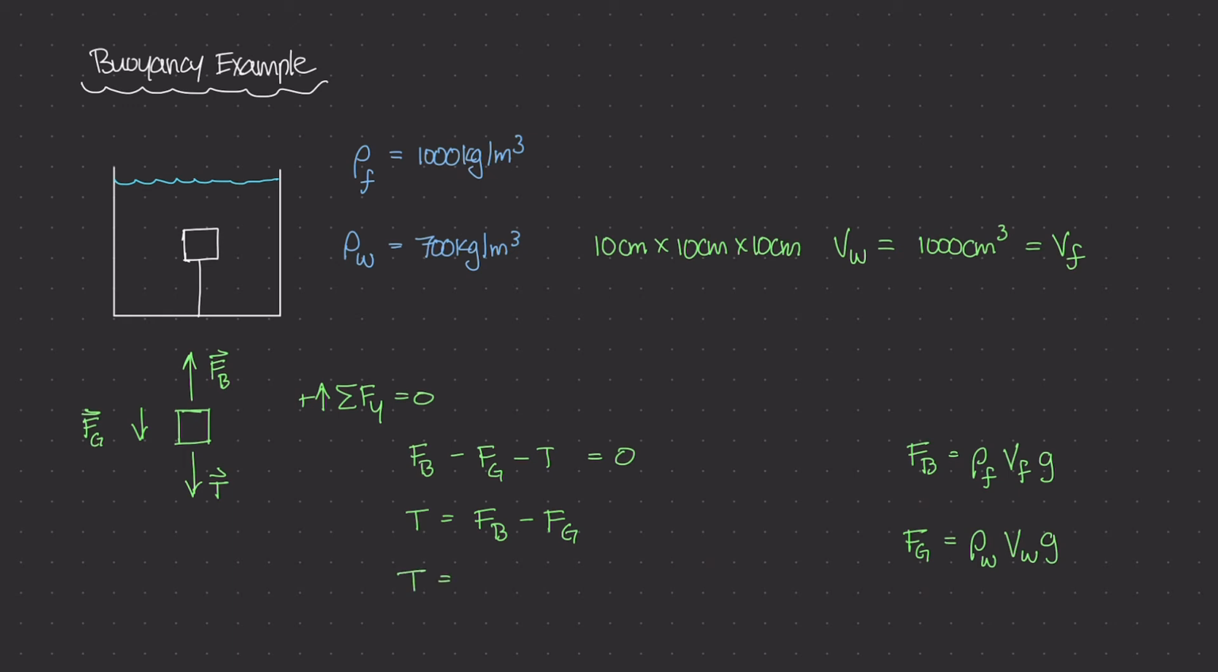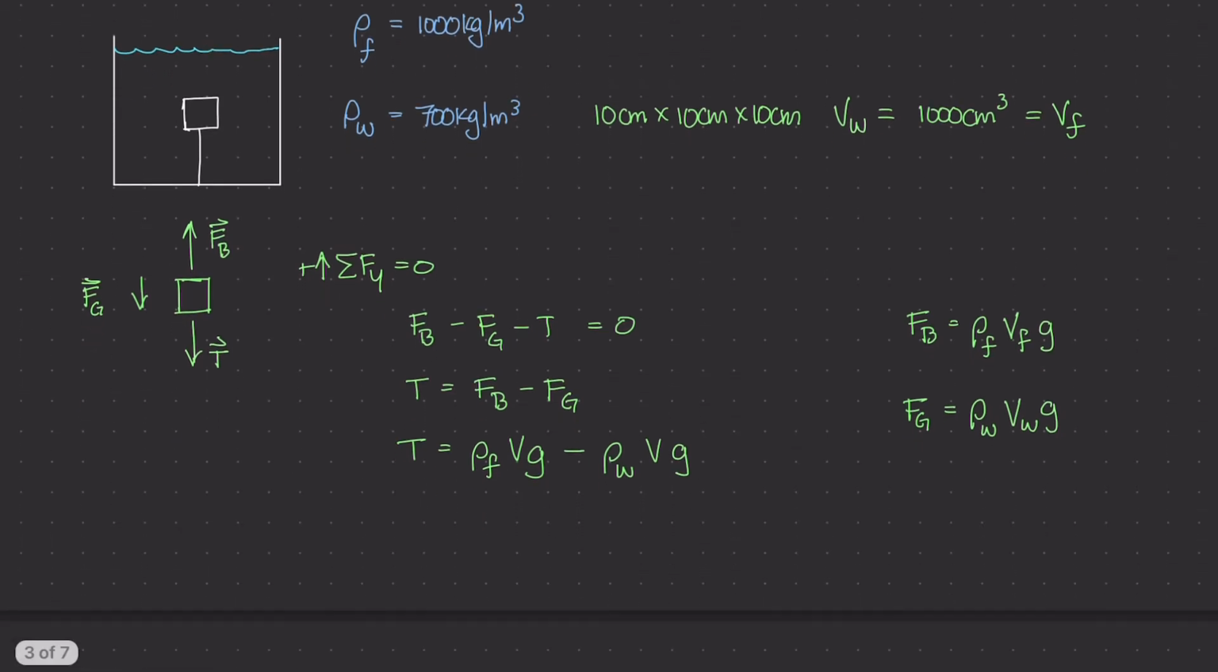So tension is equal to the buoyant force, which was rho F times volume. I'm just going to write V for volume because both volumes are the same, times gravity, and we're going to minus F sub G, which is the mass density of the wooden block times the volume times gravity. Now we can simplify this a little bit, right? So the tension, I'm just going to pull out the common terms, is going to be V times gravity, that's the common term, times the mass density of the fluid minus the mass density of the wooden block.